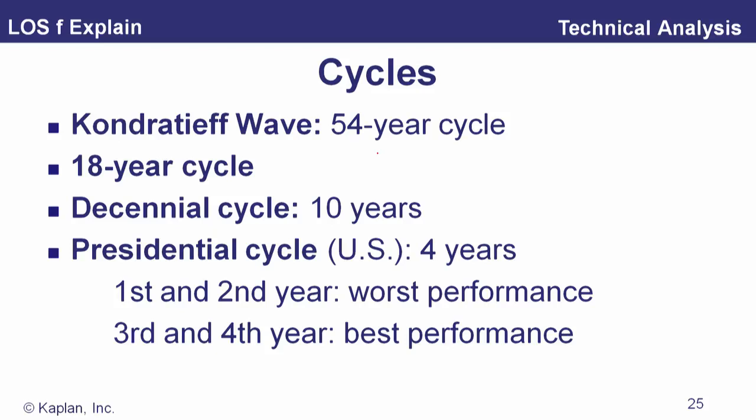There's a supposed 54-year cycle, an 18-year cycle, a 10-year cycle, the presidential cycle, which is probably pretty defensible, that is returns follow a cycle over the presidential years, first year of the presidency, last year of the presidency, etc., with the first and second year being the worst performance, and the third and fourth year before the next election, presidents seem to be on their best behavior vis-a-vis making their constituents happier and wealthier.